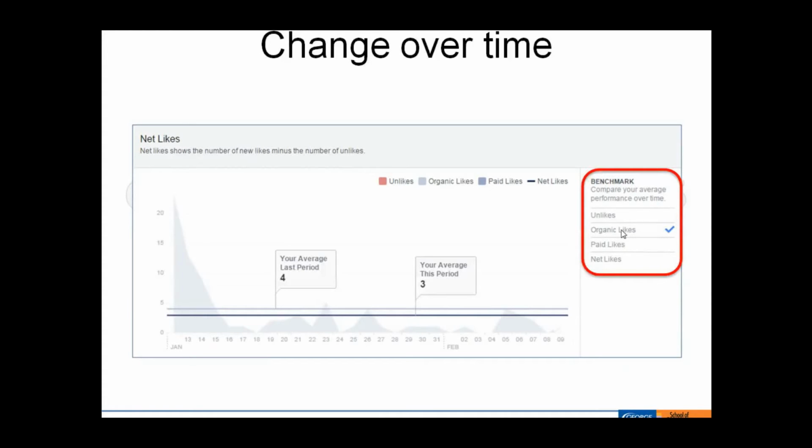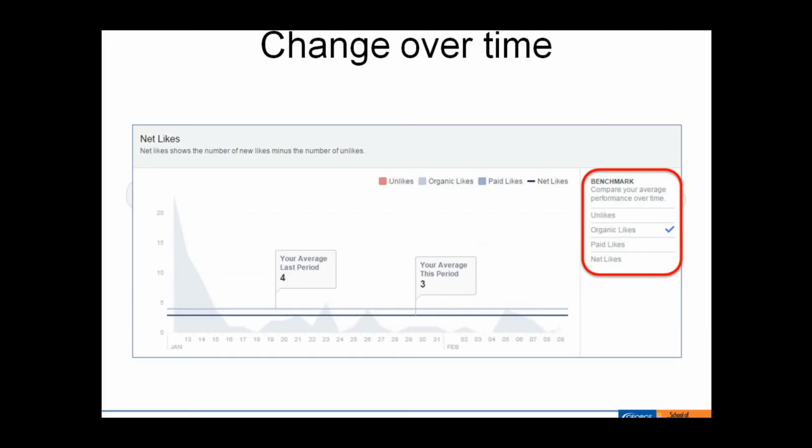And what I've done is I've clicked my organic likes, and I can see organic likes, I averaged 3 per day for this period. Last period, I averaged 4 per day. And I do that just by clicking here on the right. So this is going to give you an idea of how you're doing for a given period versus the previous one. Are you going up? Are you going down?